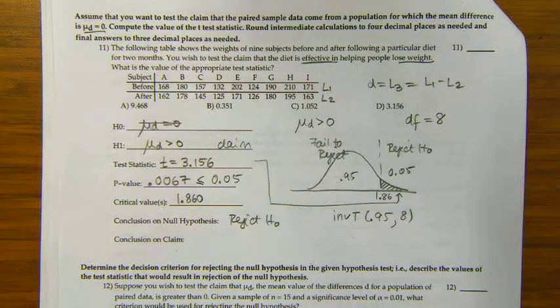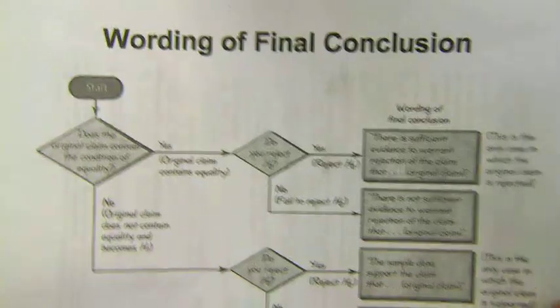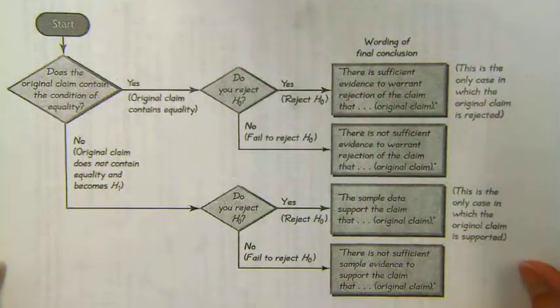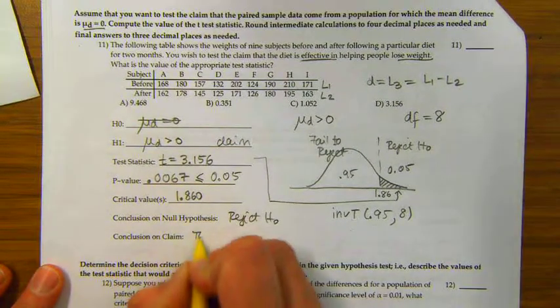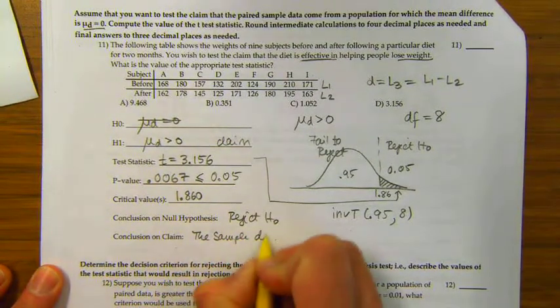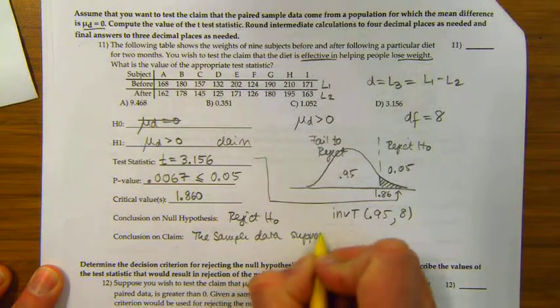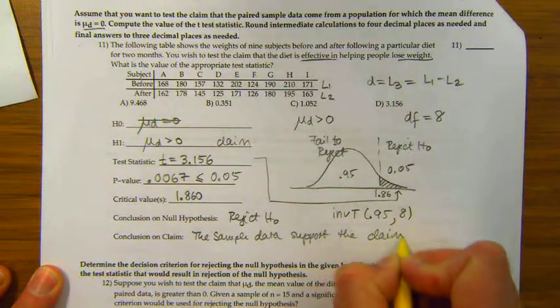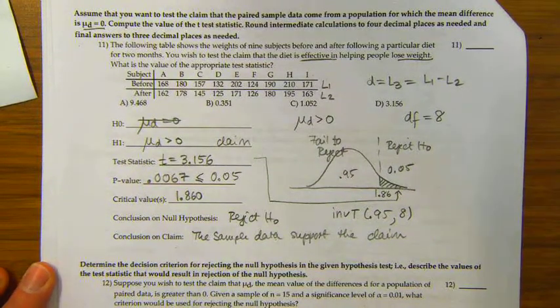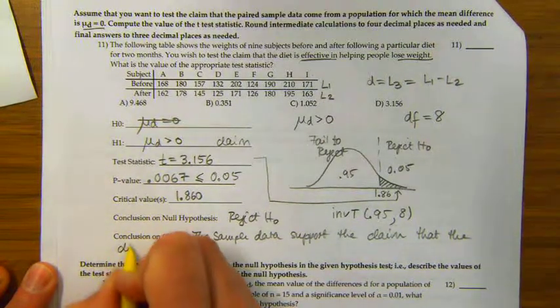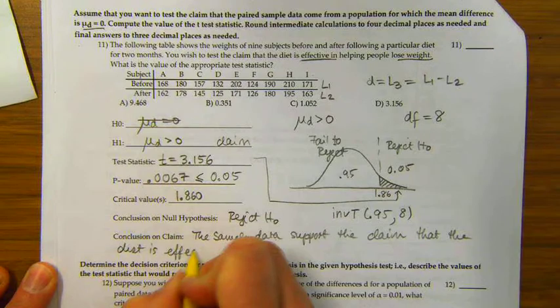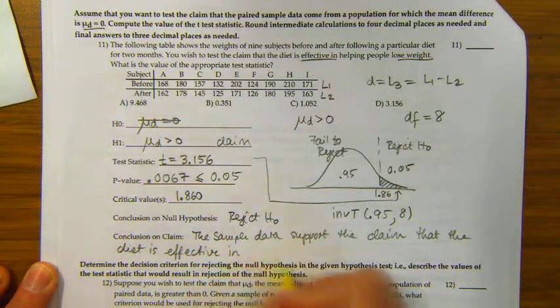All right, did our original claim include equality? No. Did we reject the null? Yes. So what is our wording? Yes, the sample data support the claim. And what's the claim? That the diet is effective in helping people lose weight.